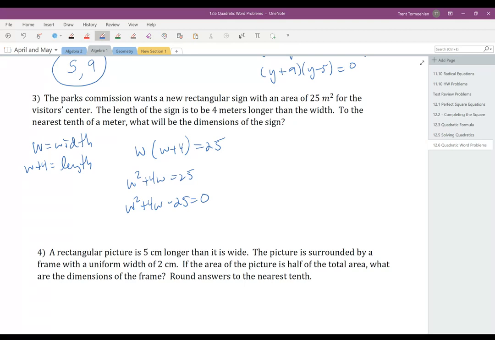This one does not factor. 25 doesn't have a lot of factors that go into it, so we don't have integer solutions here that we can easily see. So we have to decide what to do. You could either do completing the square or the quadratic formula.